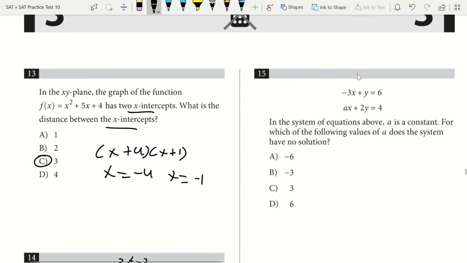Question 15. In the system of equations above, A is a constant. For which of the following values of A does the system have no solutions?